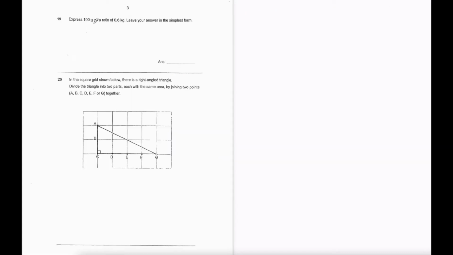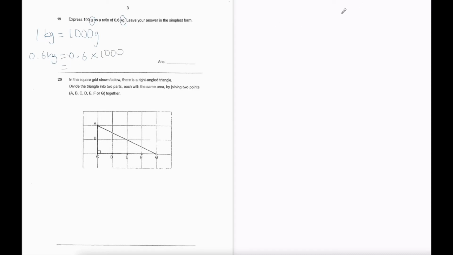Express 100 grams as a ratio of 0.6 kg. So one is in grams and one is in kg. We cannot put it in ratio form yet. We have to make them the same units. You have to take note of that. So 1 kg equals 1000 grams. 0.6 kg would just be 0.6 times 1000.